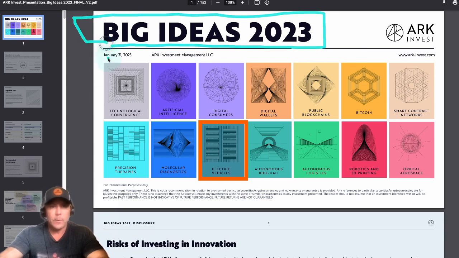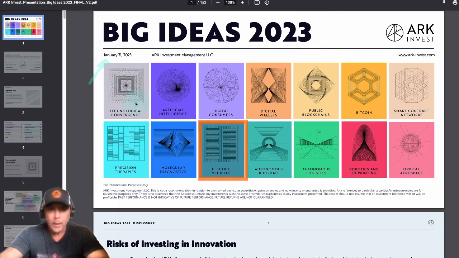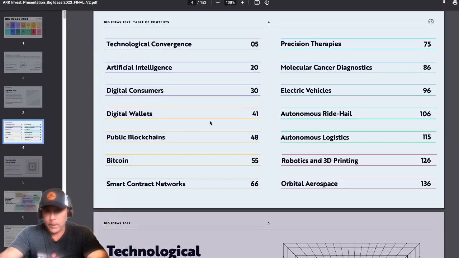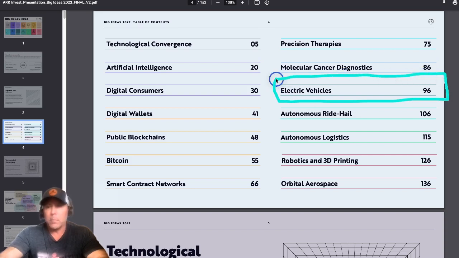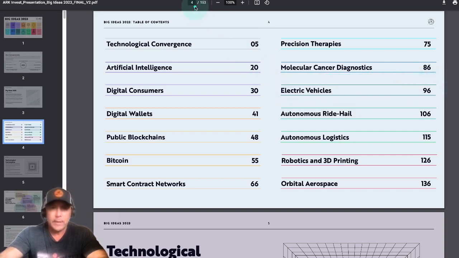They do it every year. It comes out typically in January. And here's all the hot topics that they are doubling down on in terms of tech. And within this doc right here, they've got a section on electric vehicles. Now, they don't specifically mention Tesla, but let me just jump right into that.